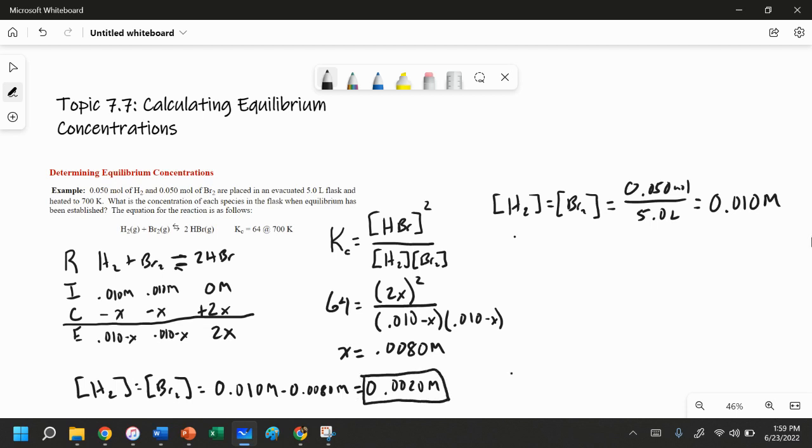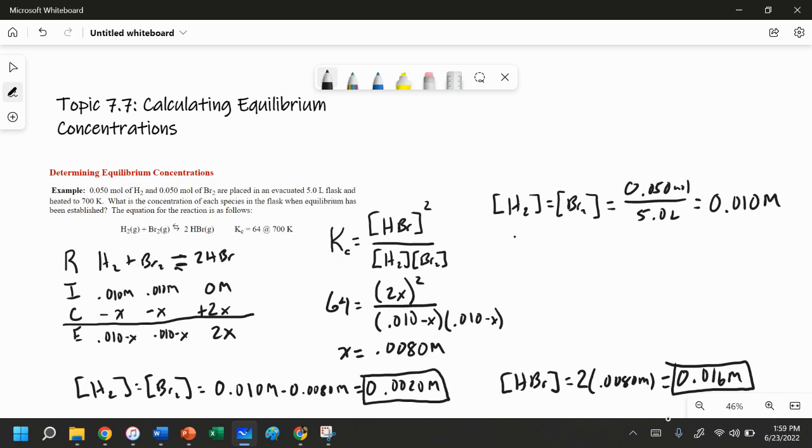For our product, which is HBr, we're going to plug x in to its expression, which is 2x. So we're going to do 2 times x, 2 times 0.0080 molar. And when you do that, you get 0.016 molar. And that's our equilibrium concentration of HBr. And so that's using a Rice table to solve for the equilibrium concentrations of each of the species after the reaction has occurred.